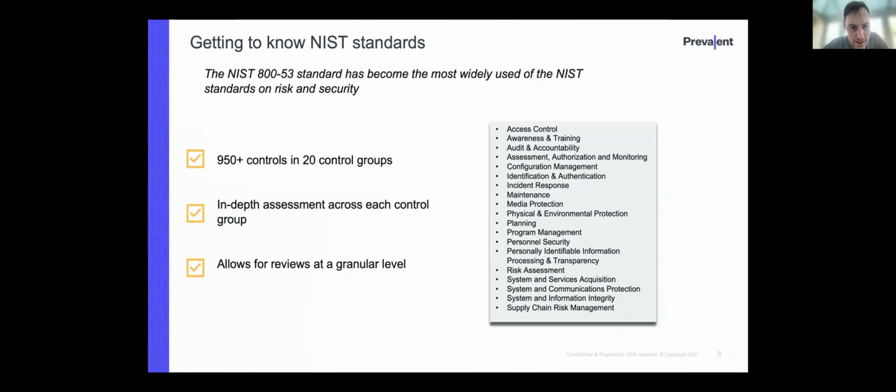So let's take a step into 853 now. It's certainly become the most widely used of the NIST standards on risk and security, cyber security. So how big is it? On the right-hand side, there are 20 controls or control groups, to be more specific. And across those 20 control groups, there are over 950 individual controls. Okay.